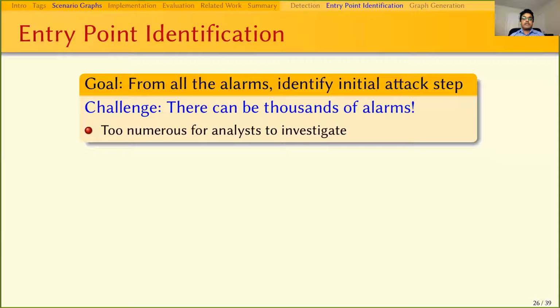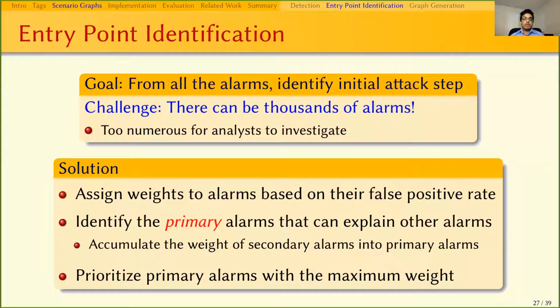The next step in the attack scenario reconstruction is identifying the root cause of the attack. A key challenge here is the number of alarms raised every day. It would be impossible for an analyst to go through each and every one of them to find the actual attack scenario. We try to solve this issue by using alarm clustering.